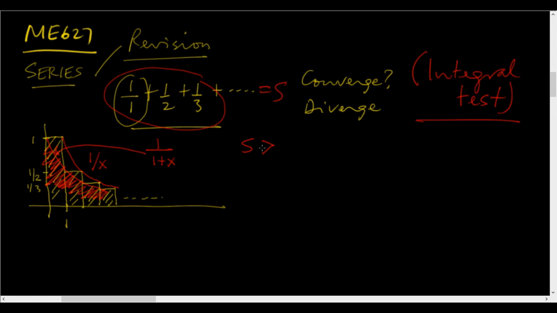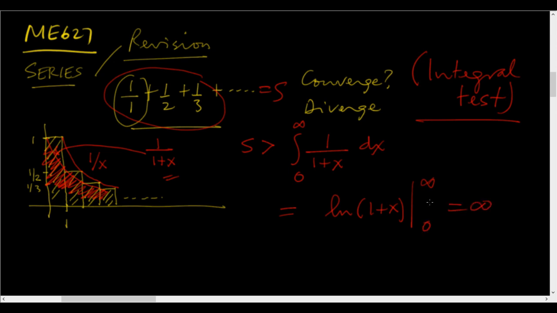So S is now greater than the integral from 0 to infinity of 1 over 1 plus x dx, but that is nothing but log of 1 plus x, the upper limit being infinity and the lower limit being 0, and that is infinity. So you see S is infinity. S is bigger than a quantity that is itself infinity. So the series diverges. Very good.